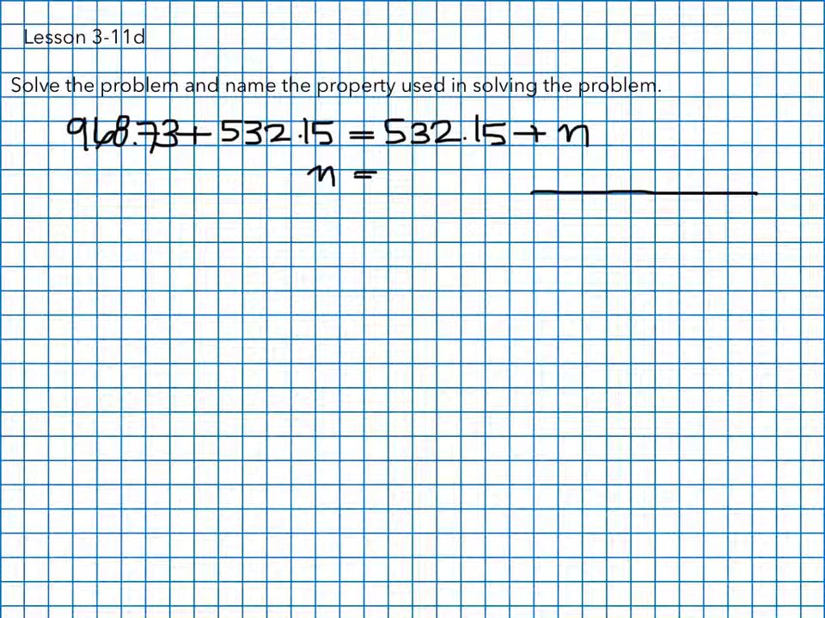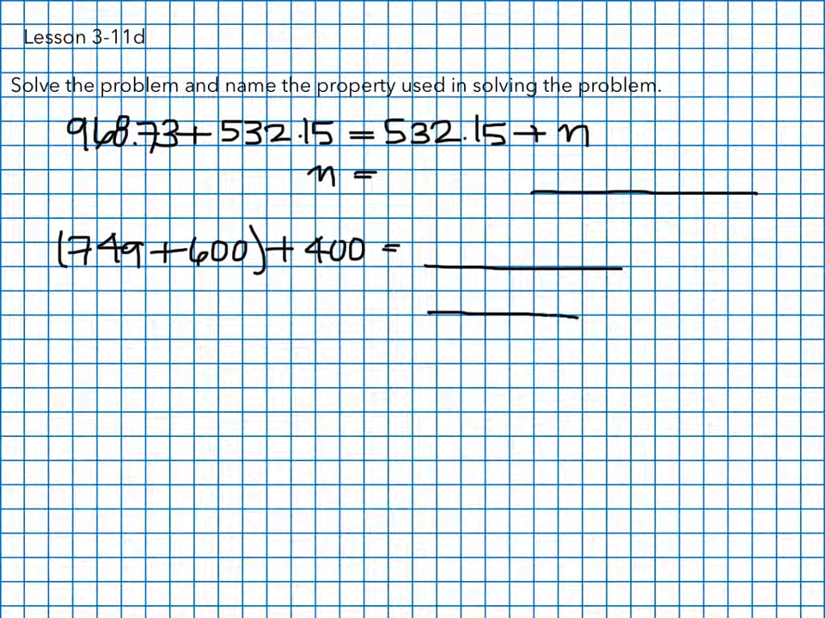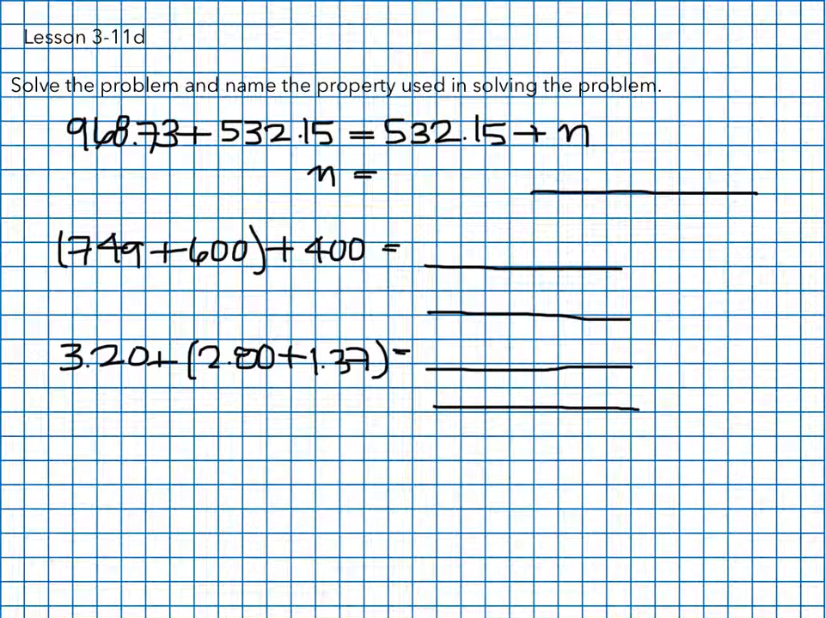All right, our next problem is, solve for this one. 749 plus 600 plus 400 is equal to what? So that's your solution, and then what property? Next problem is 3.20 plus 2.80 plus 1.37 is equal to what? And then what is the property?